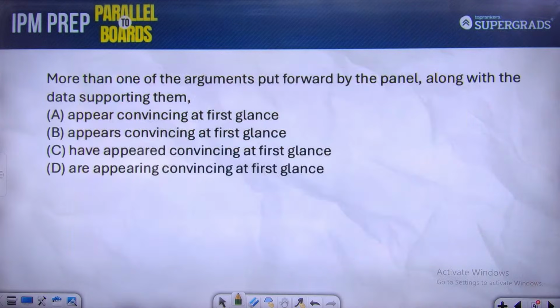So here is your first question, students. "More than one of the arguments put forward by the panel, along with the data supporting them," which of the following do you think would follow or would complete the sentence? Easy question, students. We have had a discussion around this type of rule. Can I expect correct answers from you people?